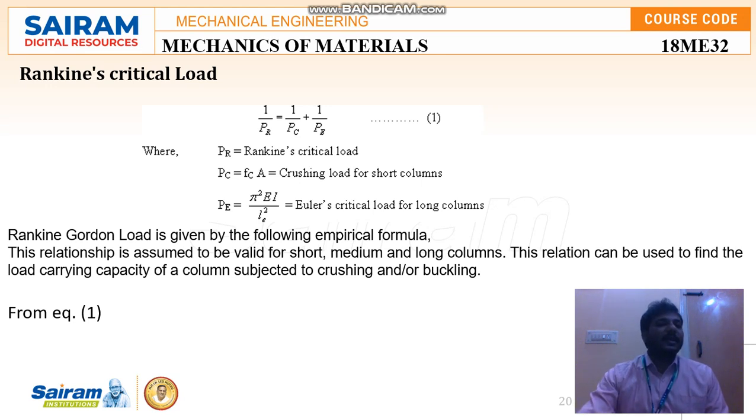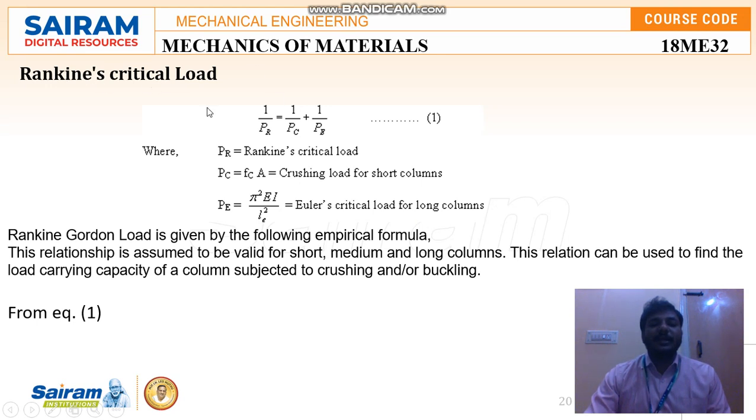What the Rankine critical load tells us is 1 by PR equals 1 by PC plus 1 by PE. PR indicates the Rankine's critical load, and PC equals FC into A, which is the crushing load for short columns. PE is Euler's critical load, which we have already discussed: pi square E I by L square, the Euler's critical load for a long column.